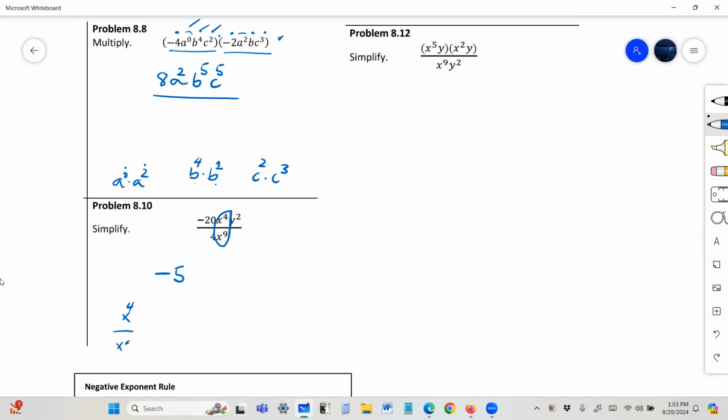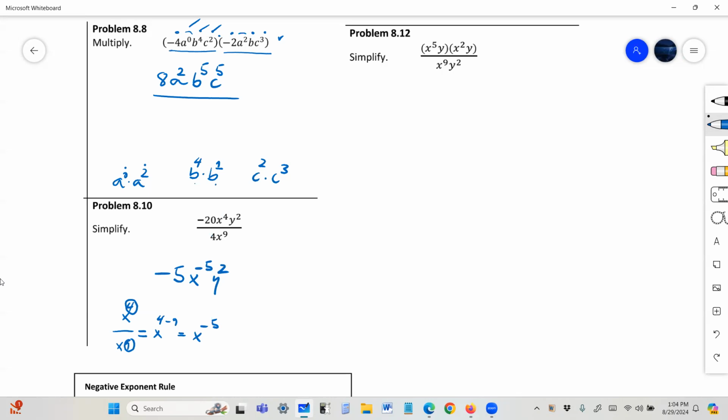Now be very careful here, because the quotient rule says that I have to do this exponent minus that exponent. So this would be x to the 4 minus 9, which is -5. Okay? So x to the -5. And I only have a single variable left, which is the y squared, and there's nothing to do with the y squared because the y squared is by itself.